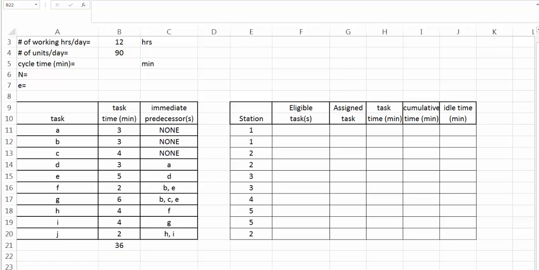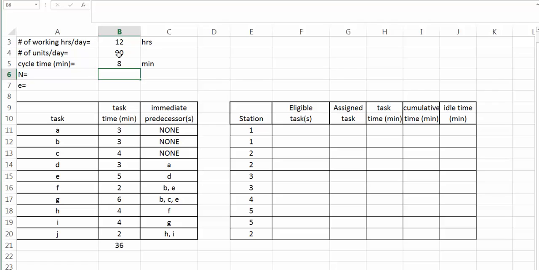Next, let's calculate cycle time. We know that there are 12 working hours a day. 1 hour is 60 minutes. And we would like to make 90 units per day. That is to say, we have to make one unit every 8 minutes. And this is our cycle time, 8 minutes.